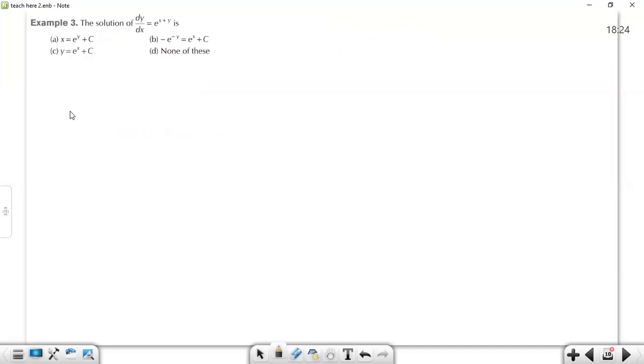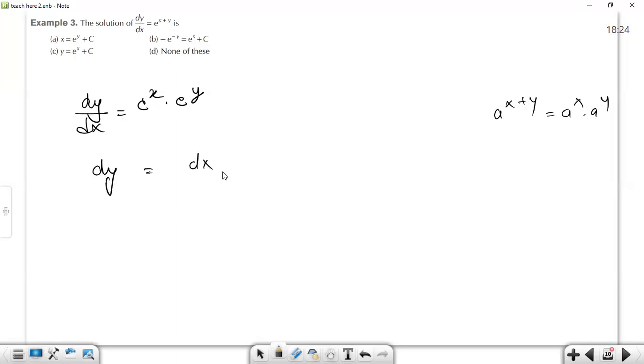So this is the given scenario, dy by dx is equal to e raised to the power x plus y. It can be written as a multiplication because of this property. I hope you are aware of this. Now let's try separating the dy and dx terms. The dy term will be written with this, and the x term will remain with dx.